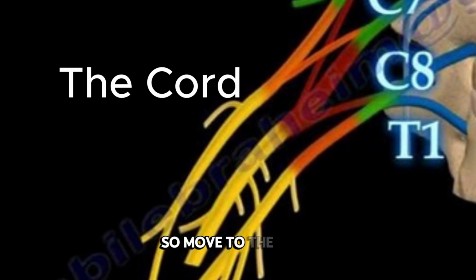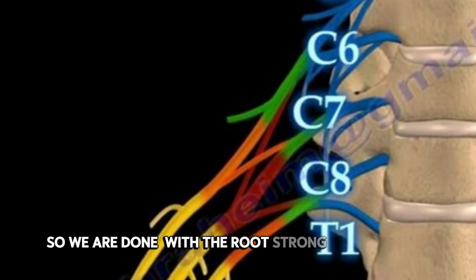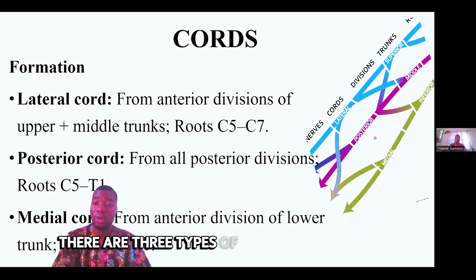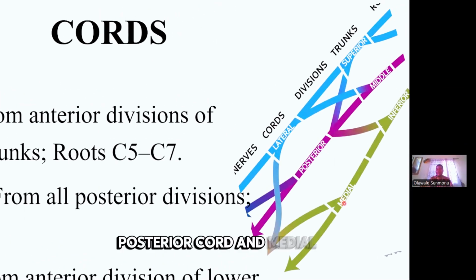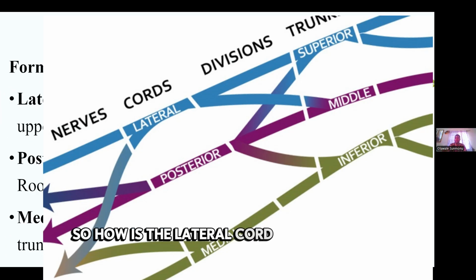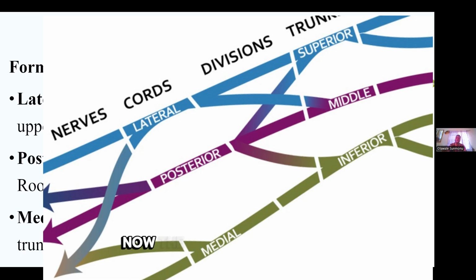So move to the cord. So we are through with the root, trunk, division, cord. There are 3 types of cord: the lateral cord, posterior cord, and the medial cord. So how is the lateral cord formed from the division? Now, the anterior division of the upper trunk and the anterior division of the middle trunk join together to form the lateral cord, on the lateral side.